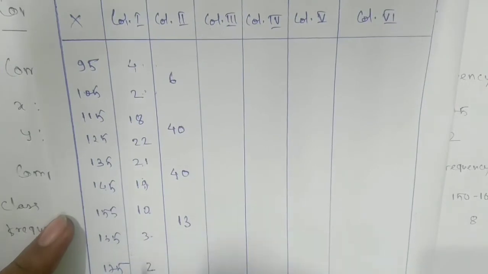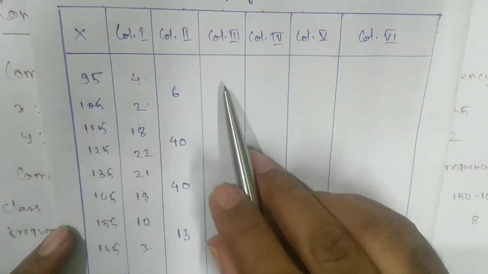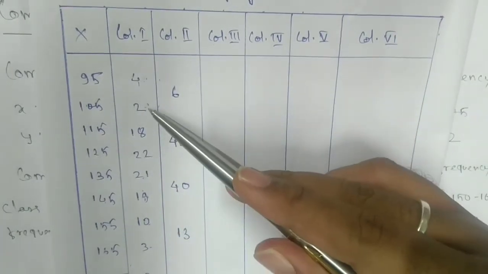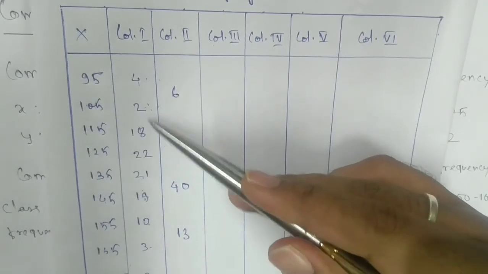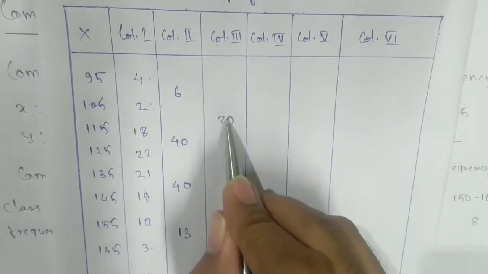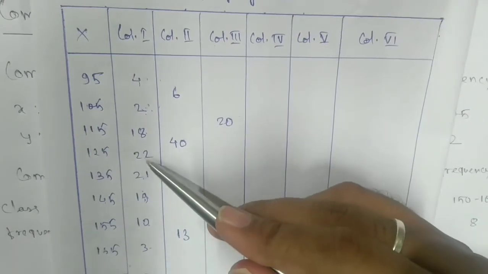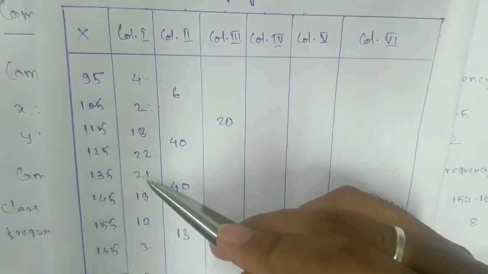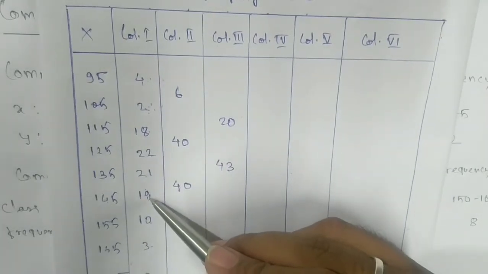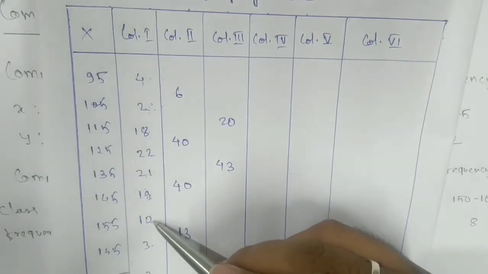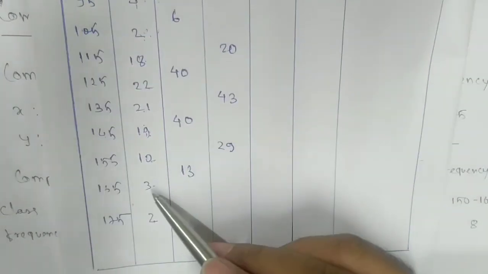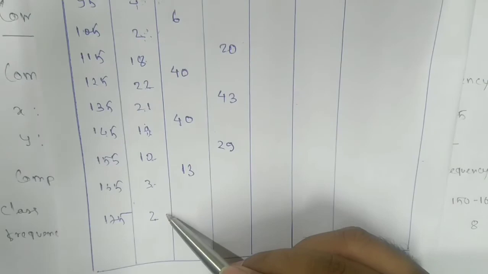No, leave it. Proceed, third column, rule is leave the first one. Take from second one, add these two and put it here. 2 plus 18, 20. Next, 22 plus 21, 43. Next, 19 plus 10, that is 29. Next, 3 plus 2, that is 5.